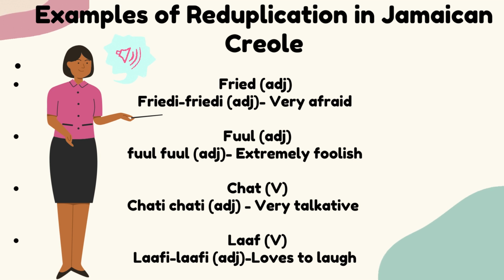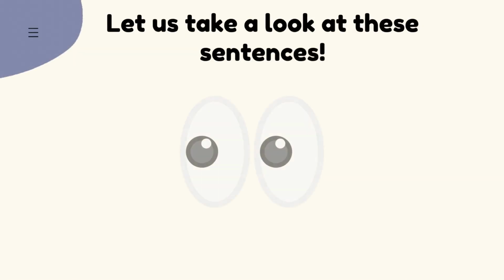And we have the verb laugh, adjective, being laughy, and that is the reduplicant there. Similar thing. So what this is now describing is someone who loves to laugh. Laugh is still there. The context still remains where laugh is still there. However, we have a change in the grammatical function. So, we notice something going on. Let us take a look at these sentences.